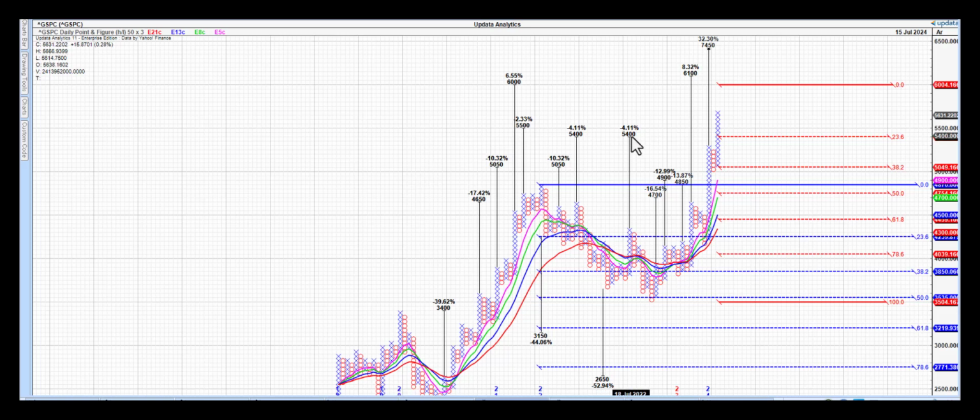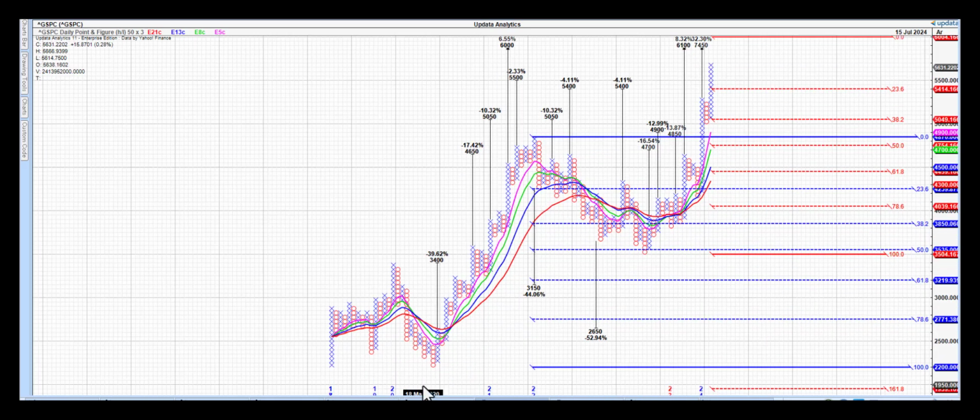Now recently the index took out 5,400 upside targets here, 5,500, and you can see the next one is 6,000, and that's the upside target on this 50/3 point and figure chart, and 6,100. So these are the two immediate upside targets that we're looking for in this particular move. Do note that this is a strong move, an upward continuation pattern: up move, consolidation, up move, consolidation.